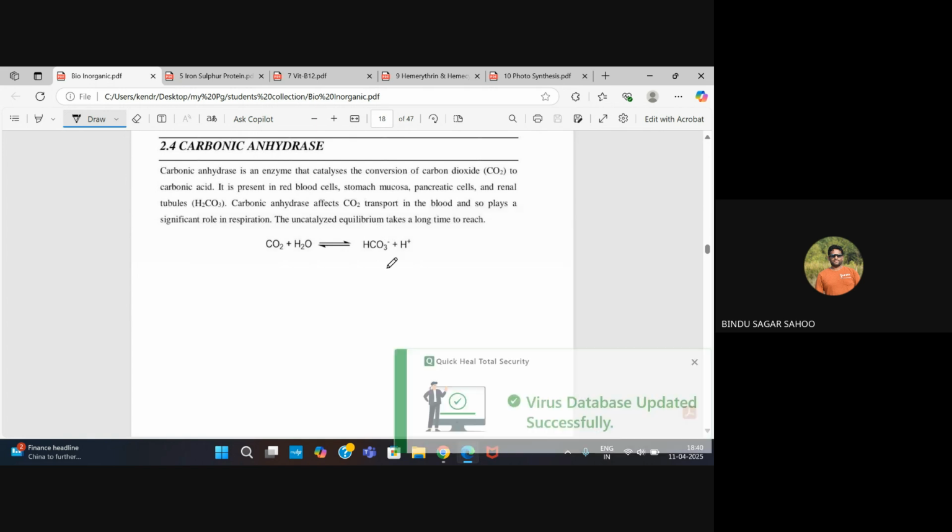If the carbonic anhydrase enzyme is absent, then this process will be very slow. The rate ratio between absence and presence of carbonic anhydrase enzyme will be just like 1 is to 340. But for our body or biological system, the requirement of these ions is very high. So naturally, the carbonic anhydrase enzyme is present inside our body. That's why it helps to convert carbon dioxide and water to HCO3 minus and H plus ion.